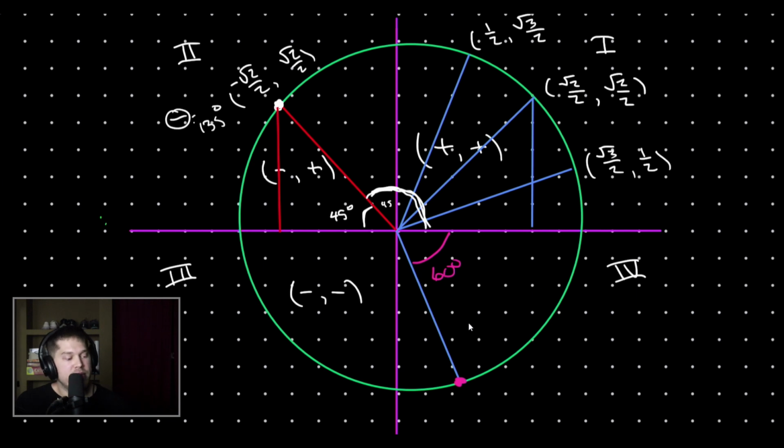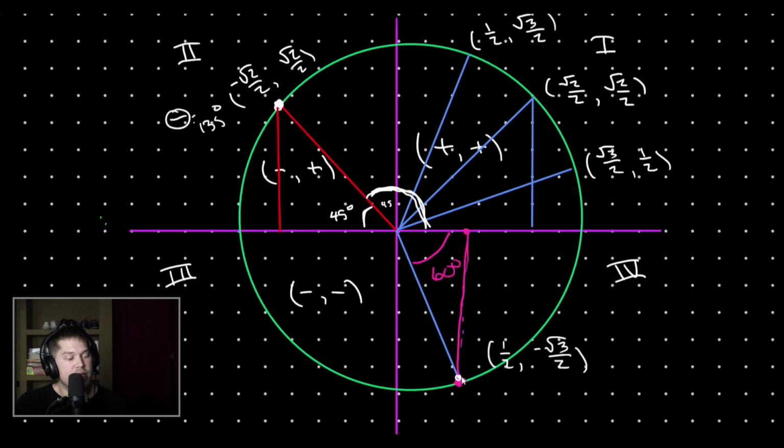Well, if this is 60 degrees, we can draw our reference right triangle, and we can think of, well, hey, in our first quadrant, we already found sine and cosine of 60 degrees. It was 1/2 and root 3 over 2. So this will be the same thing, except our sine value is negative because we're in quadrant 4. So this point will be positive 1/2 and negative root 3 over 2.